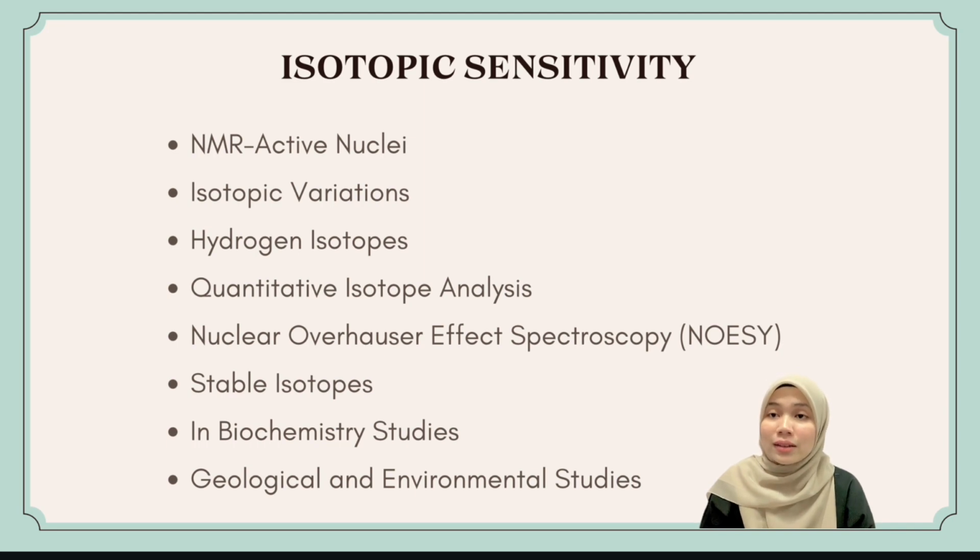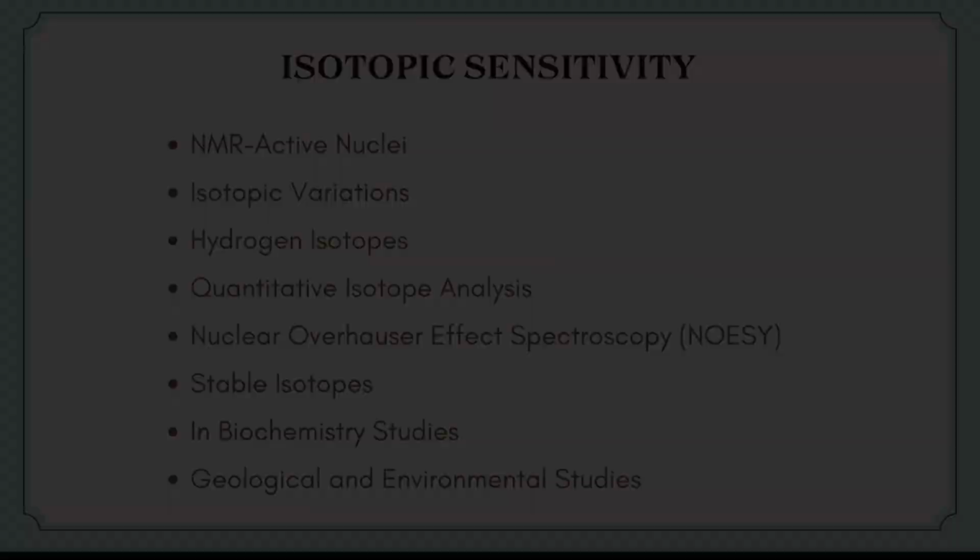Stable isotopes like 13C and 15N, commonly used in NMR, facilitate selective observation through labeling, providing specific details about molecular regions. In biochemistry, isotopic sensitivity aids in studying biomolecules, while in geological and environmental studies, NMR sensitivity to isotopic composition informs about geological formation and environmental contaminant sources.